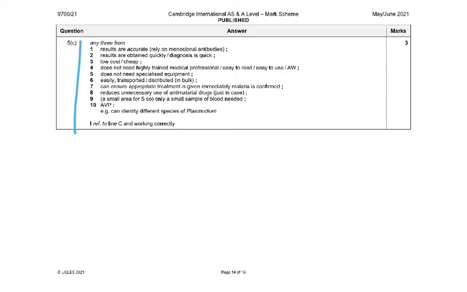So it will be easy to do, everybody can do it anywhere, everywhere. Reduces unnecessary use of anti-malarial drugs just in case. Only a small sample of blood needed, and it can identify different species of Plasmodium. So you have to think of it, that was a very quick way, it was easy, it was cheap, and it didn't require any professional people to do the test.